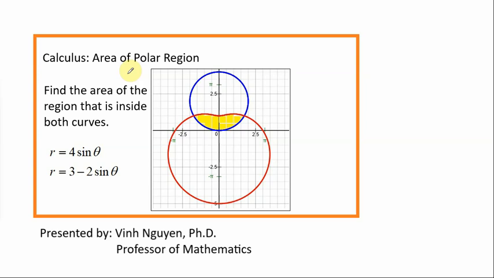This video is on area in polar regions, and I have two curves here. The circle is r equal to 4 sine of theta, and the cardioid is r equal to 3 minus 2 sine of theta. What I want to do is find the area that is inside both curves, or that is common to both curves.